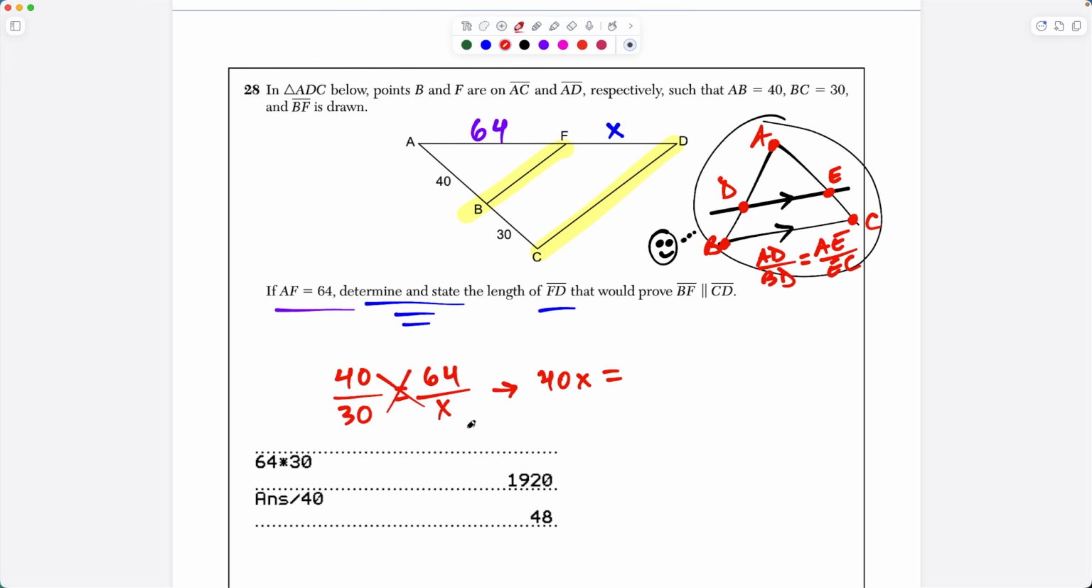So now I'll just show the work. 64 times 30 is 1,920. And now we just divide both sides by 40. And this is going to tell us here that X is equal to 48.